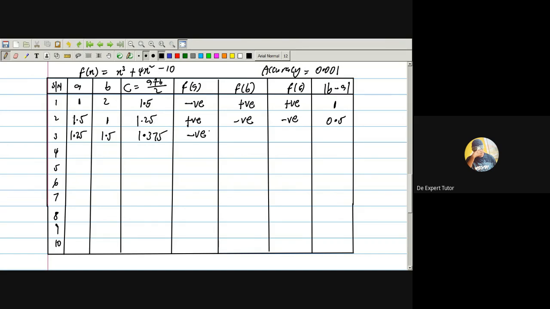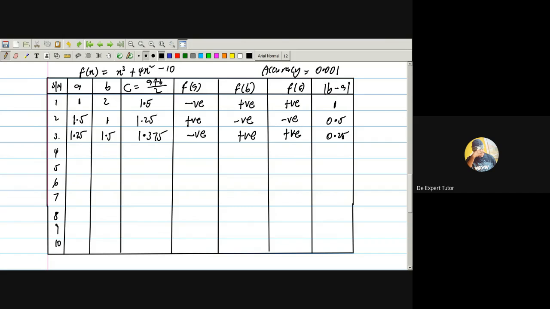F of 1.5, that's positive. F of 1.375, I've done it here, that's also positive. What was our error? 1.5 minus 1.25. What would that give me? 0.25. So in case they tell you to show your error calculation, this is what they mean.